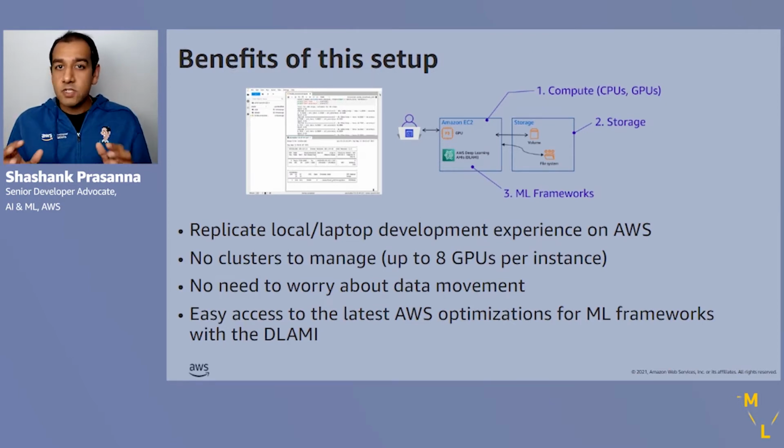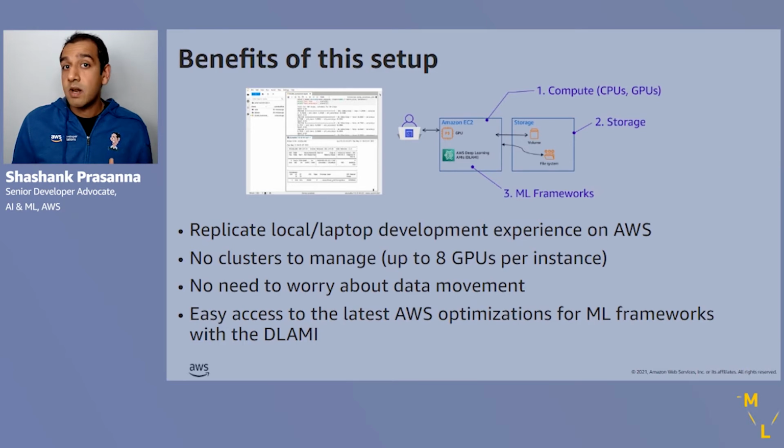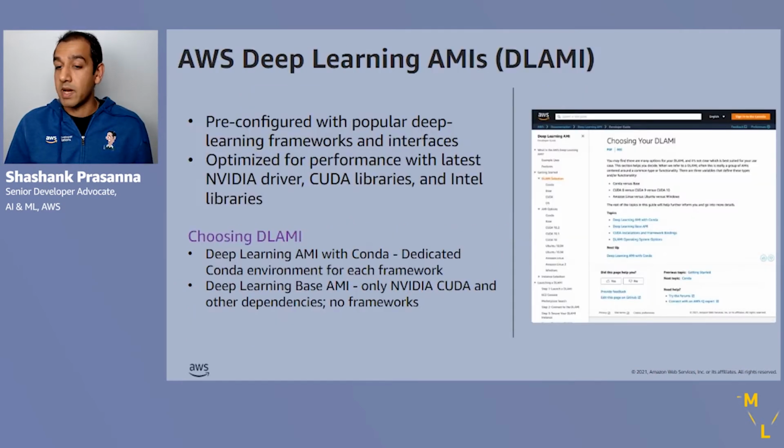Now, some of the benefits of this very simple setup is that it sort of mimics your local development environment. You have access to a Jupyter notebook that's running on an EC2 server, and you can train and test and prototype your models. And there are no clusters to manage. You can get up to 8 GPUs per instance on an EC2 instance. You also don't have to worry about data movement because you get up to 16 terabytes of local storage on an EC2 instance, and you get access to optimized ML frameworks with AWS Deep Learning AMI.